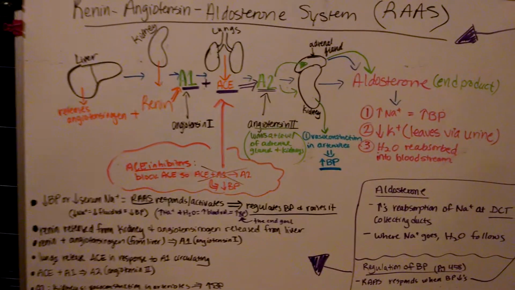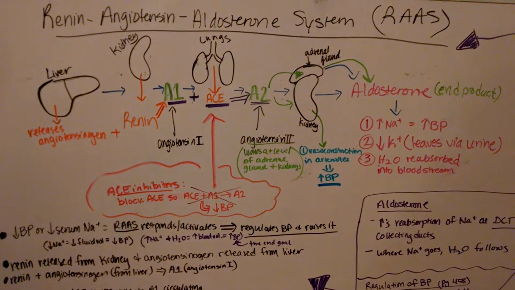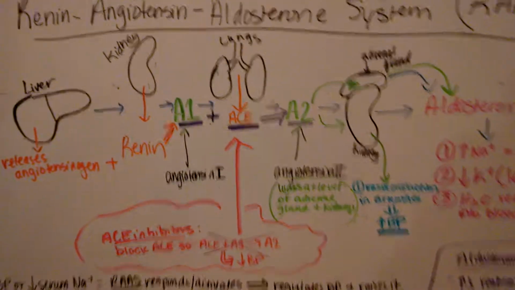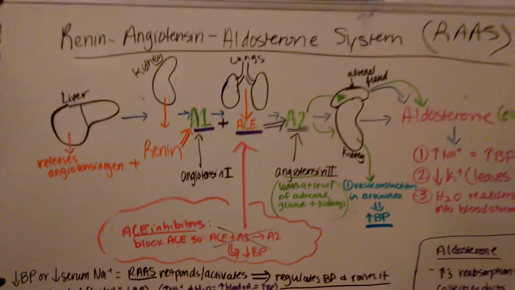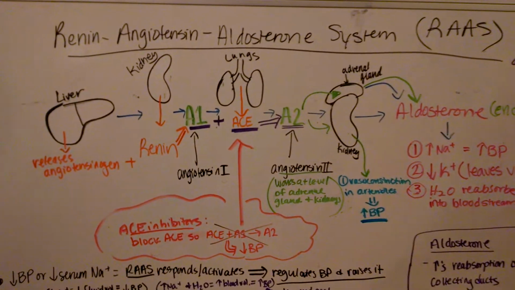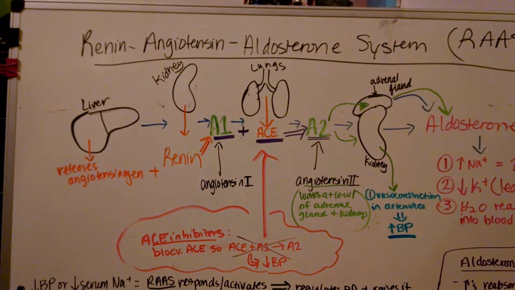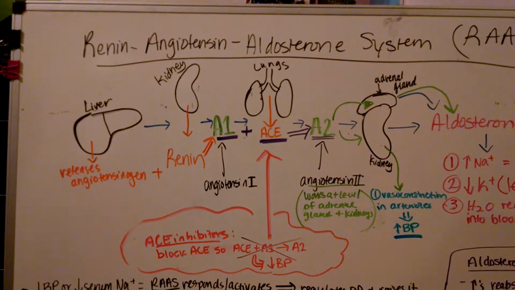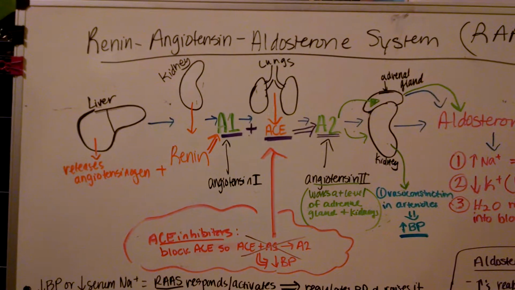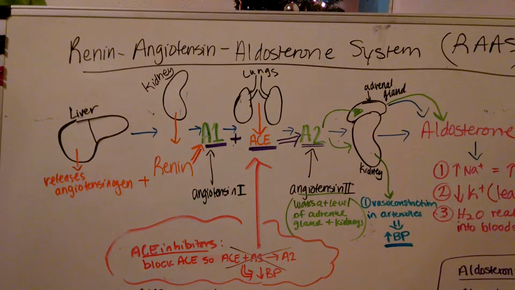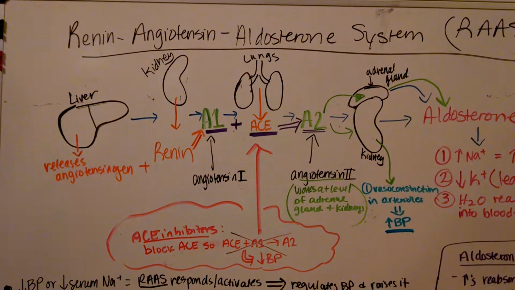So this is the Renin-Angiotensin-Aldosterone System, or the RAAS. So basically, this regulates your blood pressure. So if your blood pressure is low or your serum sodium is low, the Renin-Angiotensin-Aldosterone System activates or responds.